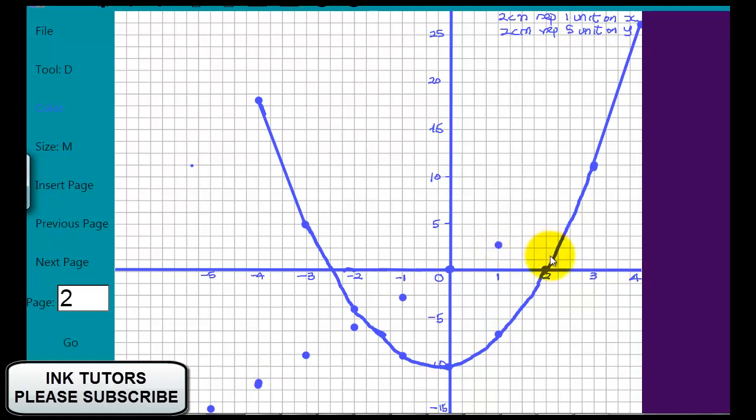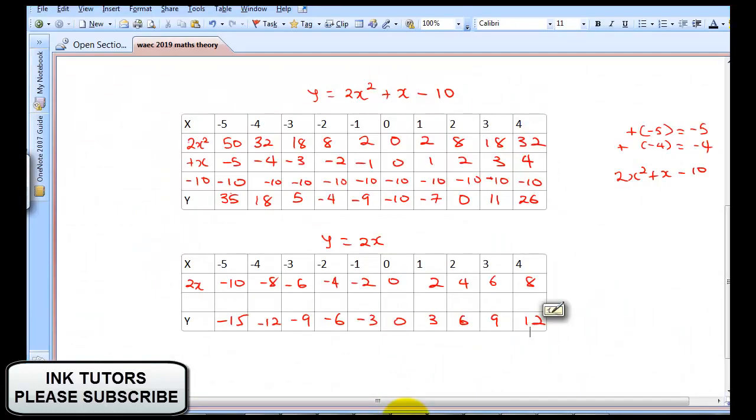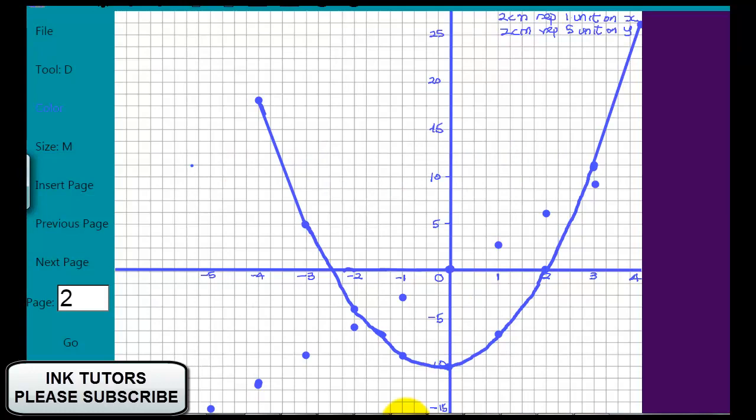Next one, when x is 2, y is going to be 6. So if this is 5, this is 6.25. So 6 is going to be somewhere around here, just before 6. So the last one says, when x is 4, y is going to be 12. So this is 4 and this is 10, this is 12.5. So 12 is going to be somewhere here.